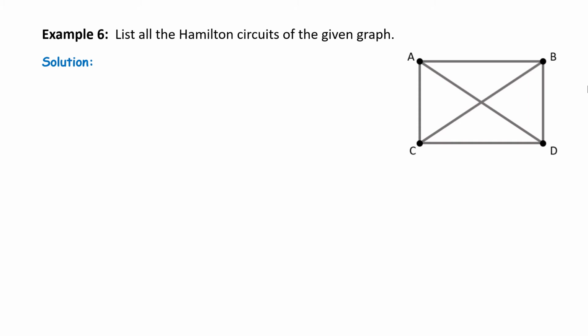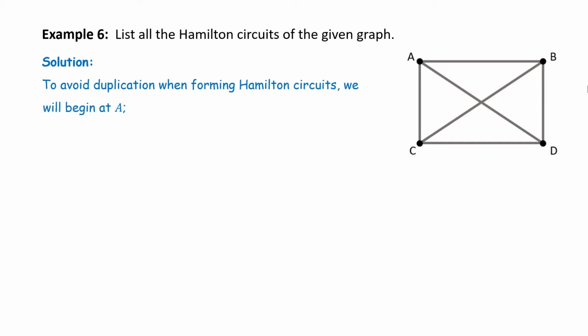Example, list all the Hamilton circuits for this given graph. For a solution, to avoid duplication when forming Hamilton circuits, we'll begin at A. Then we'll have six circuits beginning at A, and we'll all end at A as well. That is, each one starting at A will end at A.